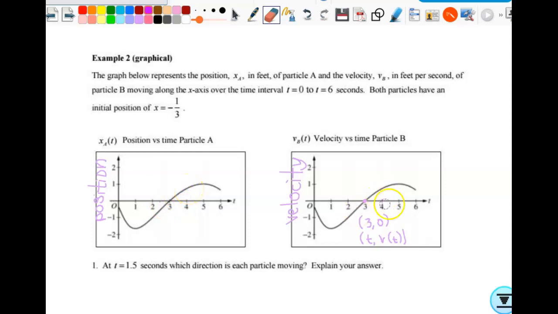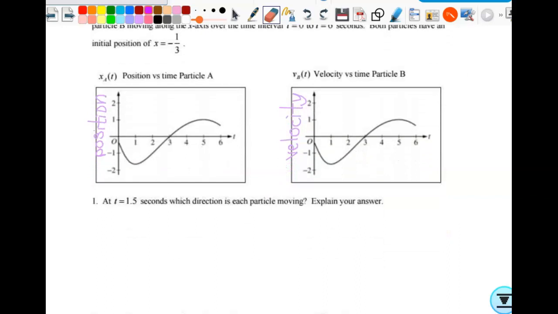All right, so first question. At time equals 1.5 seconds, which direction is each particle moving? And we want to provide a calculus explanation referring to the graph that we're given. Okay? When you justify, guys, you're going to have to justify in terms of what's given. All right, so let's start with particle A.